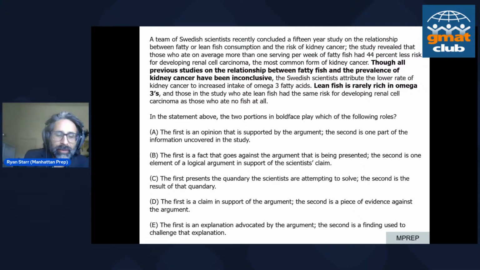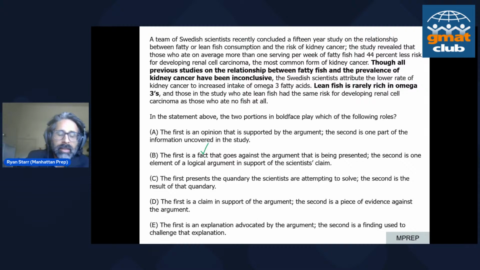B says the first is a fact. Let's just look at that. First and foremost, though all previous studies on the relationship between fatty fish and the prevalence of kidney cancer have been inconclusive. It's absolutely a fact, right? They're citing previous studies and just saying what the results of those studies were. Anything cited as the result of research or the result of studies or things like that, absolutely to be taken as a fact. So that part of B checks out.